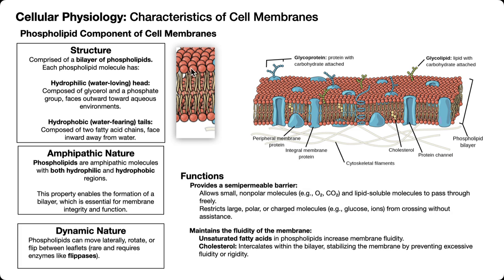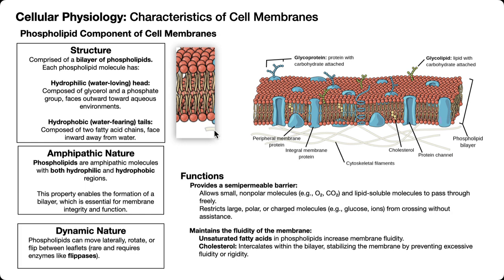Now this hydrophilic head is going to be made of what we call glycerol and a phosphate group. Because this is water loving, it's going to face toward the aqueous parts of the environment. So we're going to have an aqueous environment on the outside of the cell called the extracellular fluid, and on the inside of the cell called the intracellular fluid. So you're going to see these little hydrophilic heads lining up next to that aqueous environment. Again, the hydrophobic tails want to avoid water. They're water fearing or water hating, and they're nonpolar, so they're going to line up on the inside away from the water.